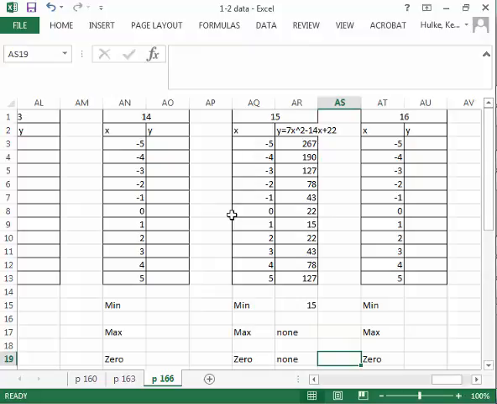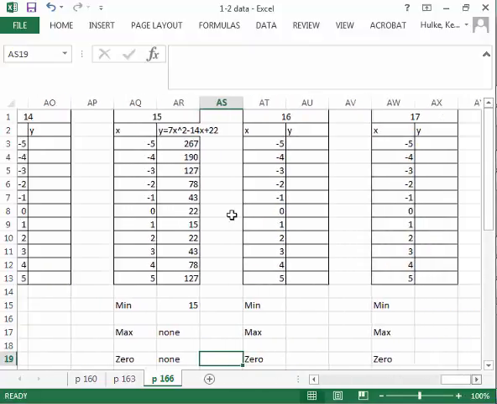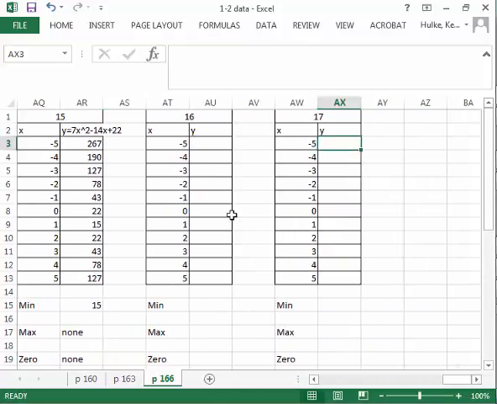Number 17. Hardest one. You don't even have to do the hardest one. So there.